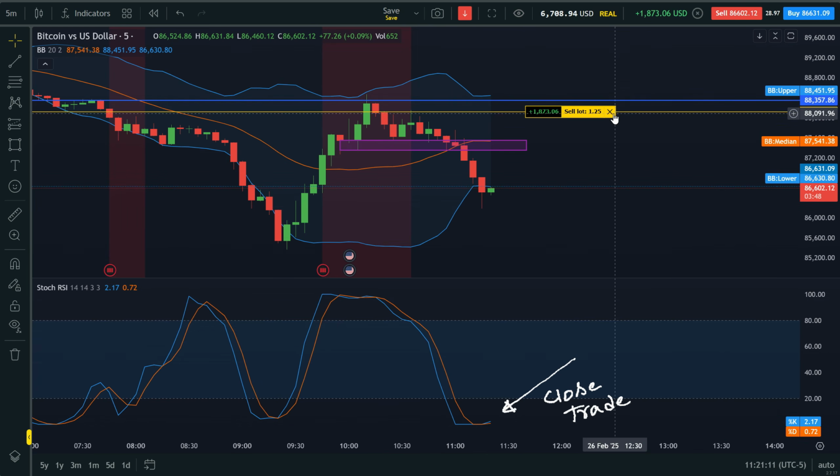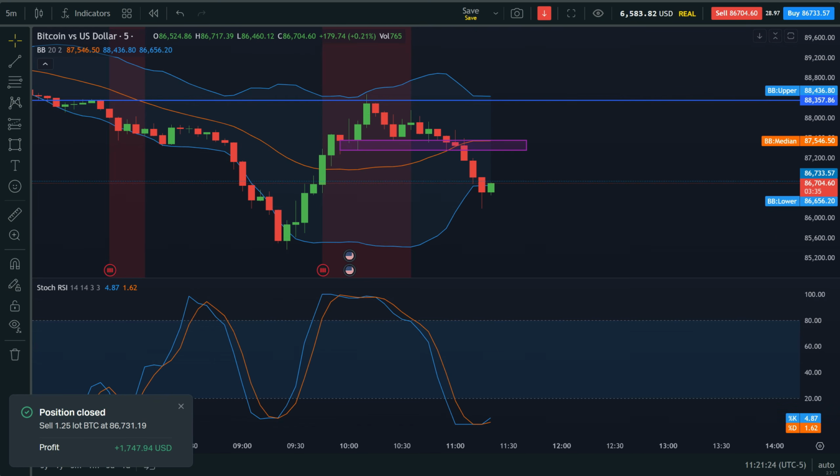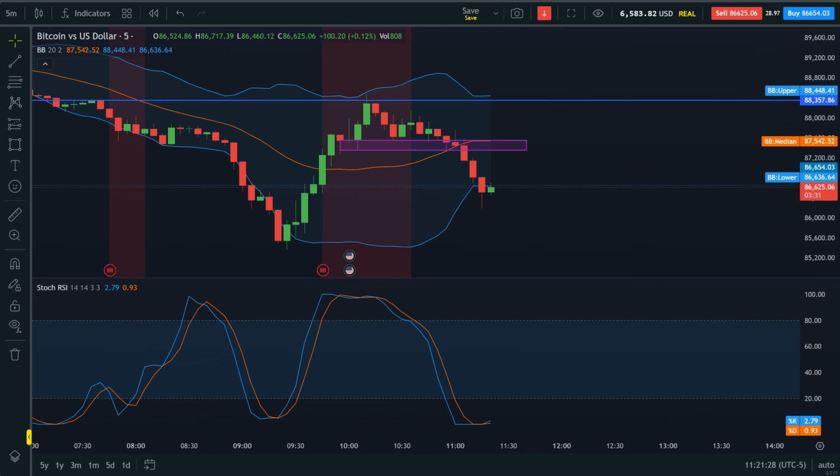At this point, it's crucial to lock in profits rather than getting greedy. If you wait too long, the price could reverse against you, and you might end up losing all the gains you just made. So to play it smart, I'm booking my profits right here in this zone. Trade closed. I've successfully booked a profit of $1,747 on this trade. Another great example of why proper strategy and discipline always pay off.